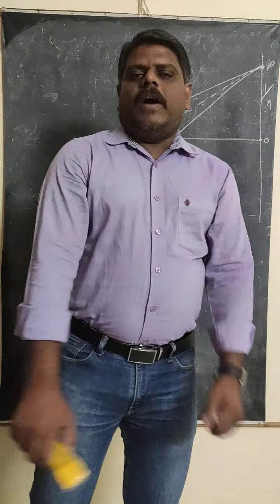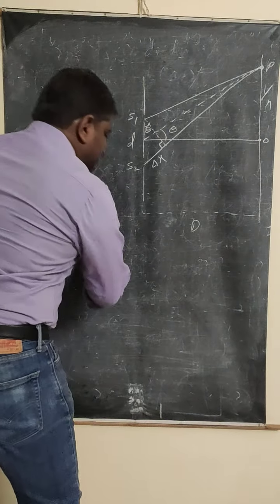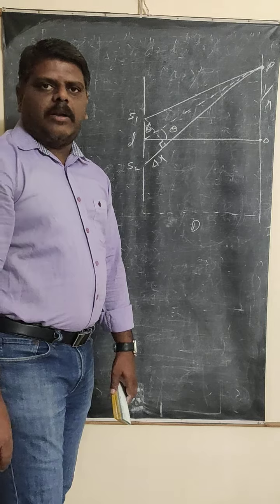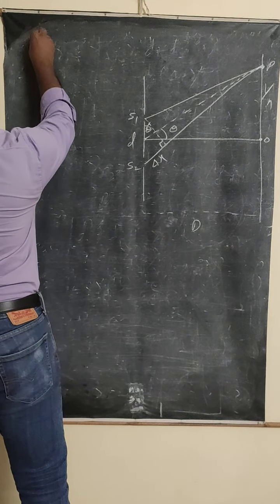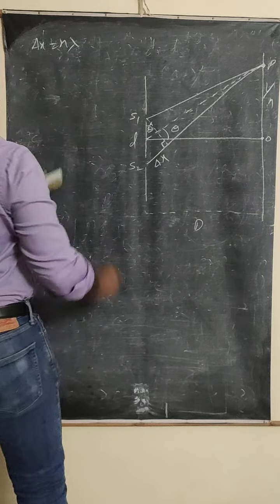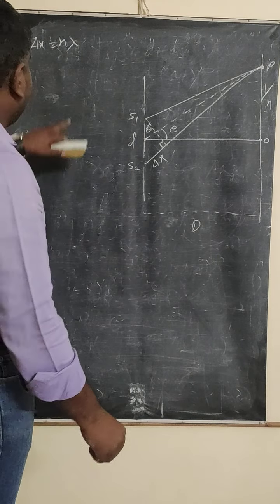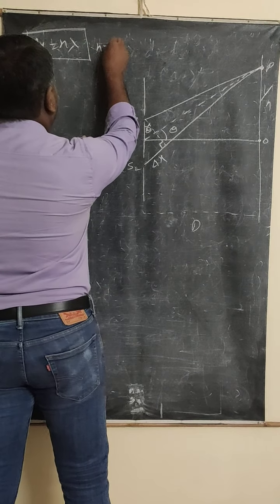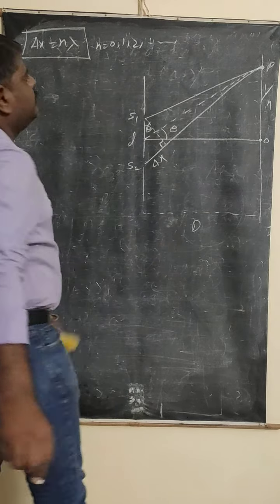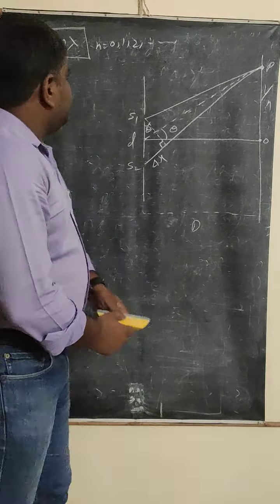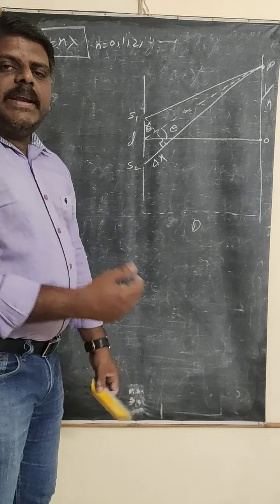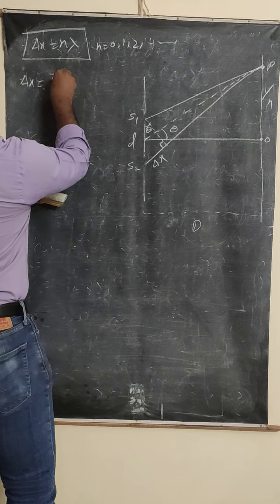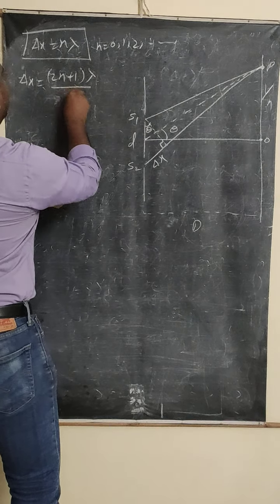And now we are going to write down the formulas. First I am going to write down the path difference condition for the bright band and the path difference condition for the dark band. For the bright band, delta x is equal to n lambda. The path difference condition is delta x equals n lambda, where n values start from 0, 1, 2 and so on. This is the path difference for the bright band. Next is the path difference for the dark band: delta x is equal to (2n plus 1) into lambda by 2.